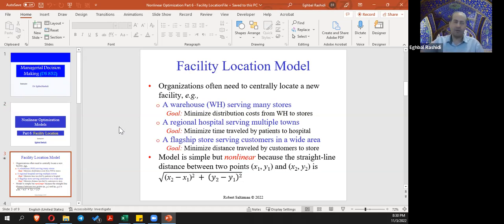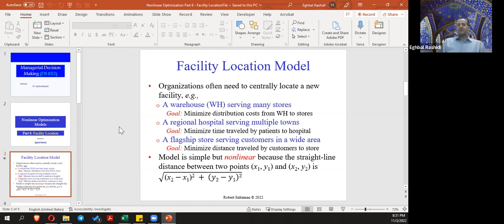You might actually be familiar with this type of problem, depending on what you do for your job. For example, if you work for Amazon or Target or other retailers, a warehouse serves many stores. So the location of the warehouse is very important. Where should it be? It has to be kind of equal distance to the other stores based on the importance of each store. For example, if a store is more popular and has higher sales, then you have to actually put the warehouse closer to that store.